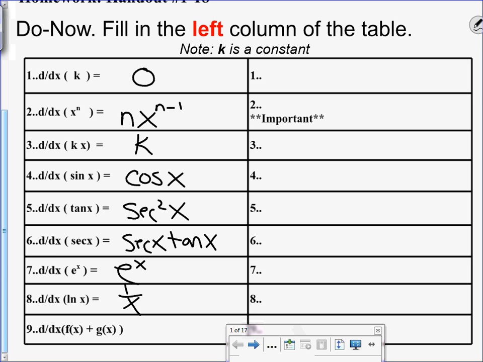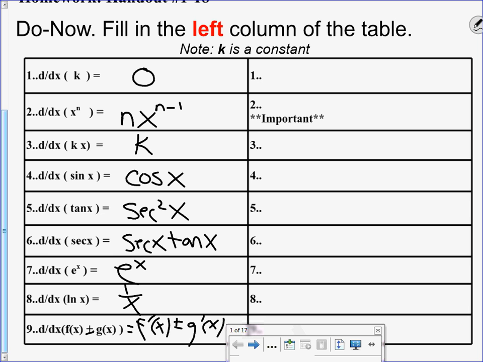And one more. The derivative of, let's make it plus or minus because it wouldn't matter, f of x plus or minus g of x. f prime of x plus or minus g prime of x. In other words, you're allowed to take the derivative of each term separately.